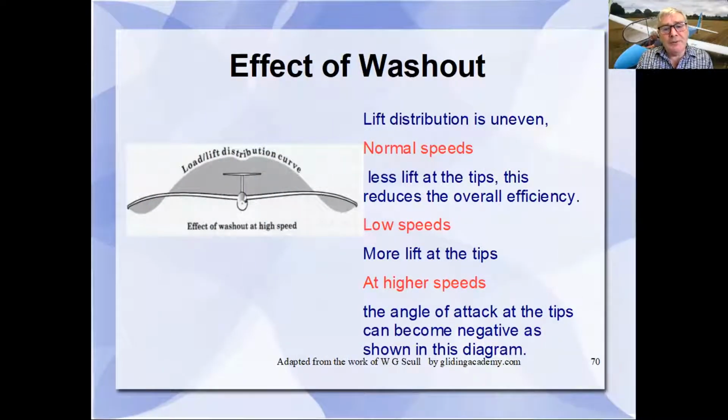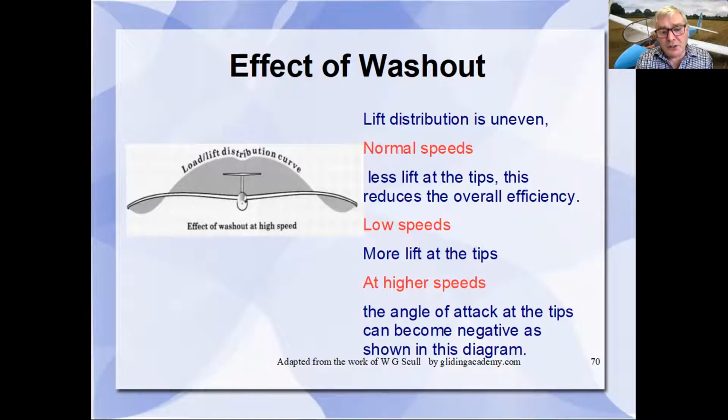But washout also has some downsides, because the lift distribution about the wing is now uneven, because the angle of attack is different along the length of the wing. Then at normal speeds, we get less lift at the wingtips, and that reduces the overall efficiency of the glider, but we have the benefit of a safer wing to fly with. At low speeds, there's more lift at the tip, so as we get near to the stall, the inner part of the wing stops generating so much lift, and the outer part is generating more.